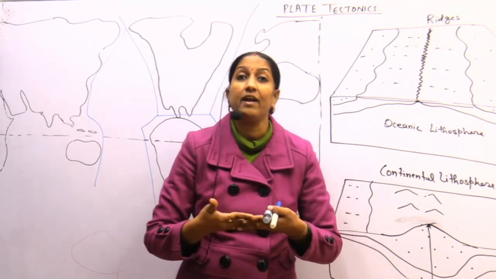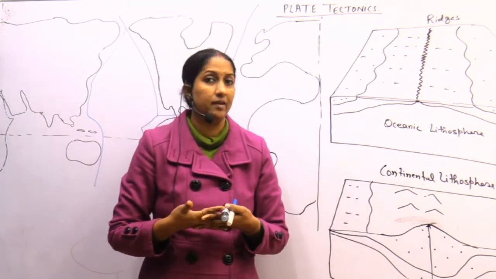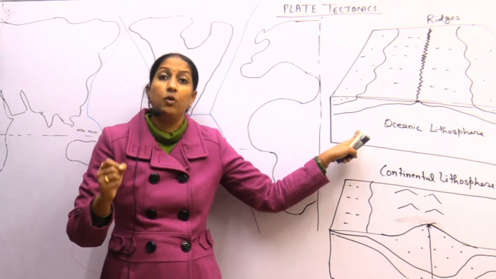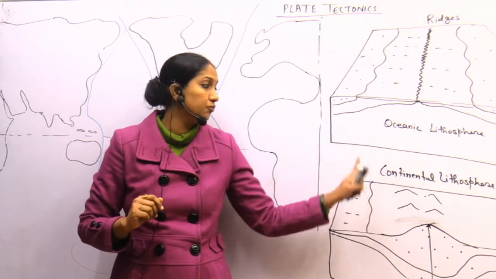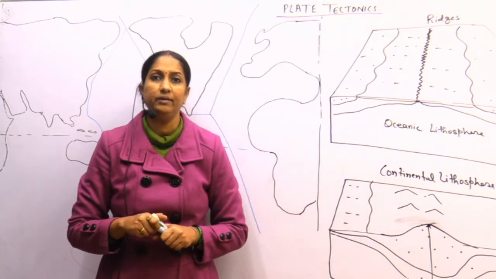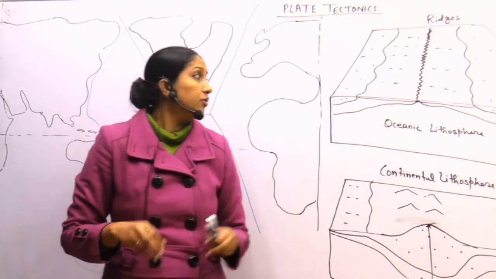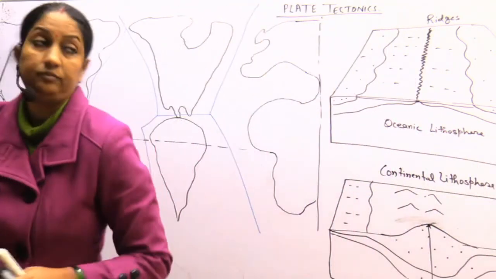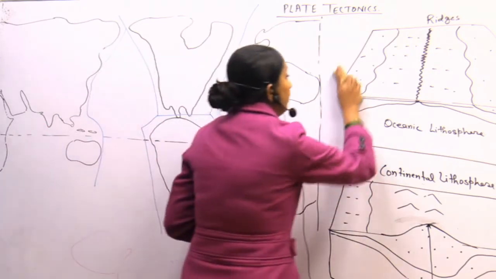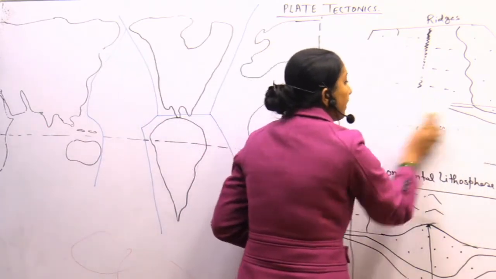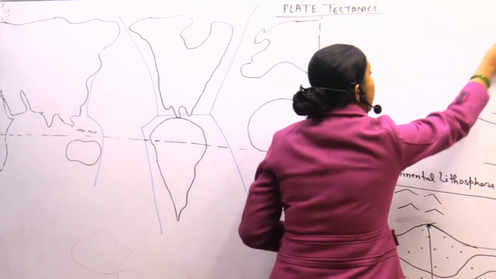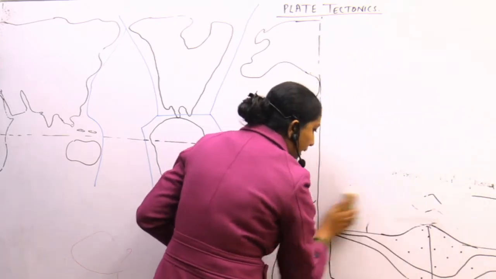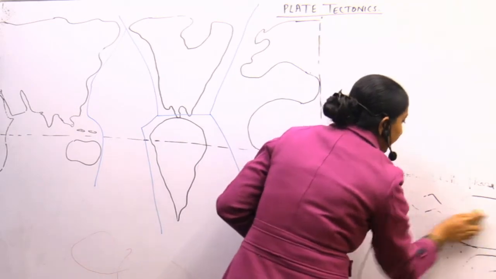So all this gives rise to tectonism. Is it clear what tectonism is? Is it clear what a tectonic plate is? What is the difference between oceanic lithosphere and continental lithosphere? So till now, what we found is that the whole lithosphere is fragmented into 7 major plates.